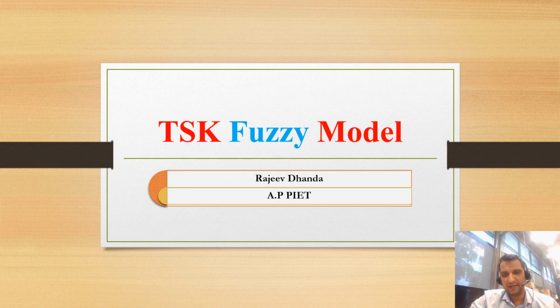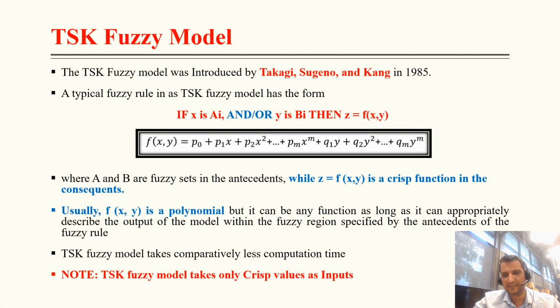Hello everyone, today I will discuss the TSK fuzzy model, that is the Takagi-Sugeno-Kang model. Earlier I already discussed the Mamdani and Larsen fuzzy models, so the same concept will be applicable. There is a little bit of difference. The TSK fuzzy model was introduced by Takagi, Sugeno and Kang in 1985.